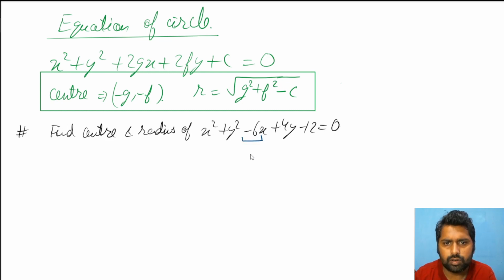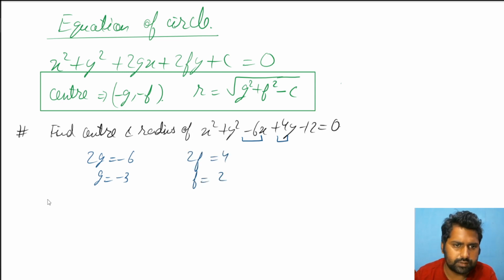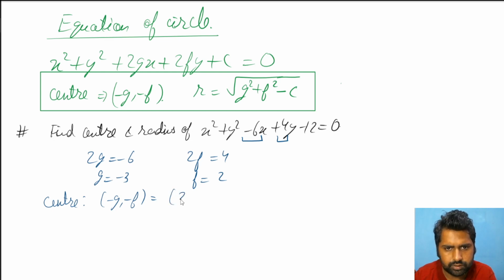The coefficient of x, 2g, is minus 6, so g is minus 3. Similarly, the coefficient of y is 2f, which is 4, so f is 2. Now the center is minus g comma minus f, so change the sign: 3 comma minus 2. Simple enough.